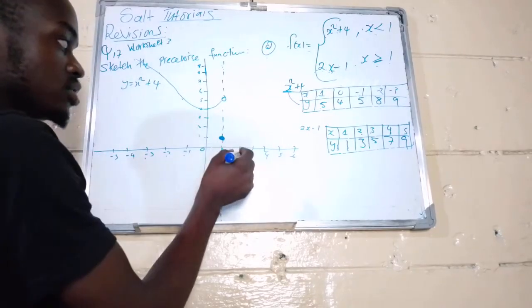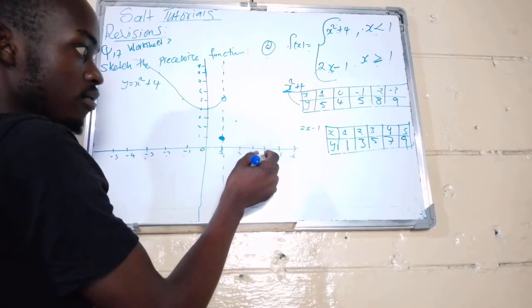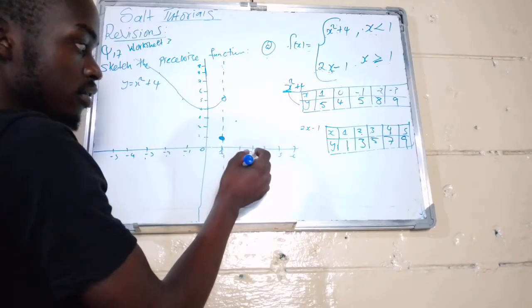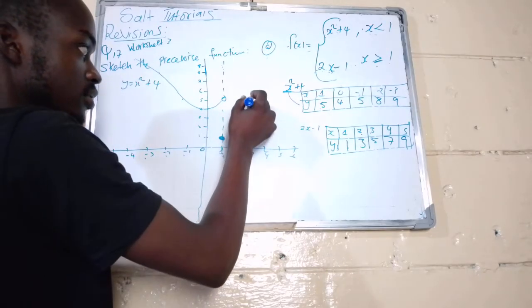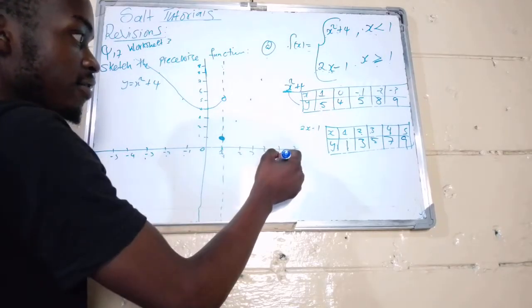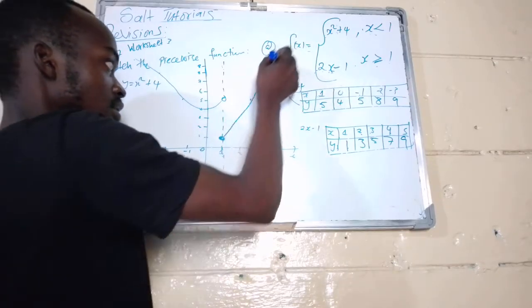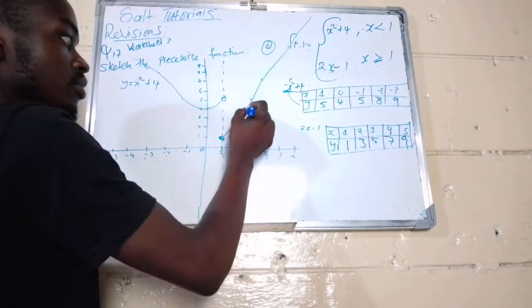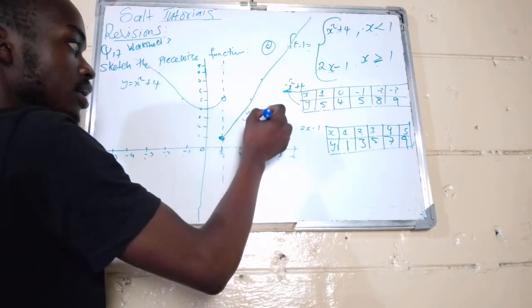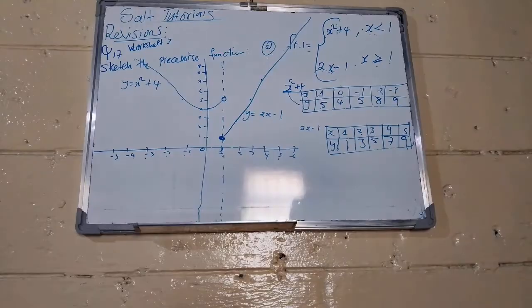I continue the coordinates: 2, 3. Okay, 3, 5. 4, 7. 5, 9. So this is a straight line moving in that direction. So this is y equals 2x minus 1.